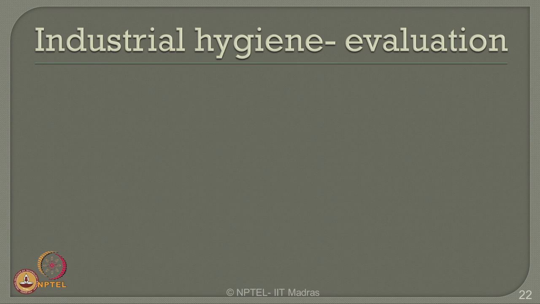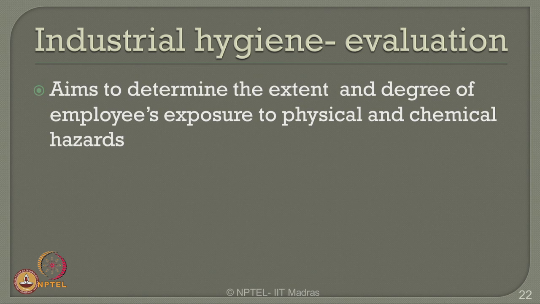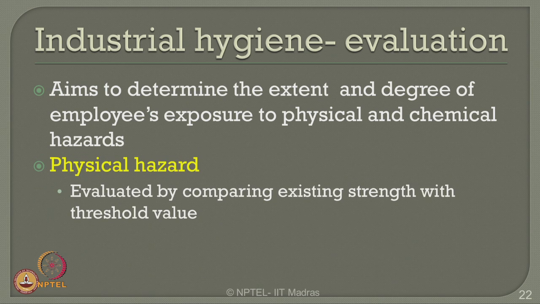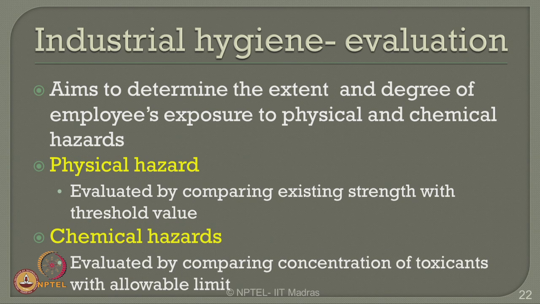If we talk about evaluation in industrial hygiene, then it aims to determine the extent and degree of employees' exposure to physical and chemical hazards. Physical hazards can be evaluated by comparing the existing strength with that of the threshold value, whereas chemical hazards can be evaluated by comparing the concentration of toxicants with the allowable limits, as we saw in the previous slides.